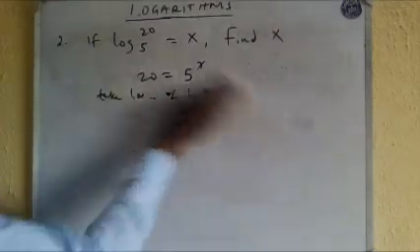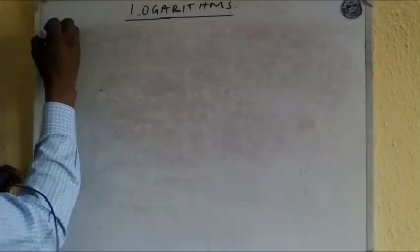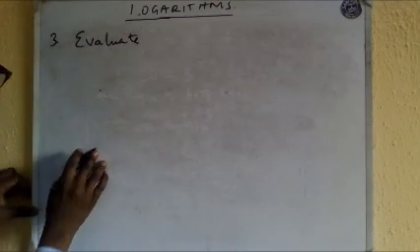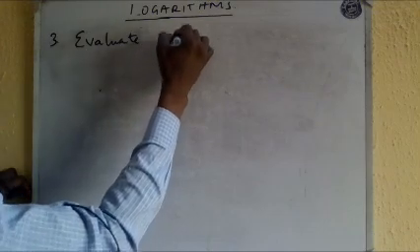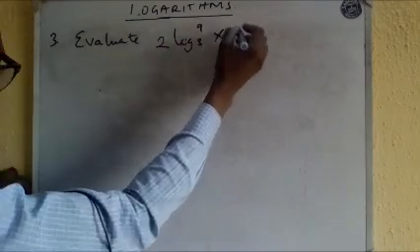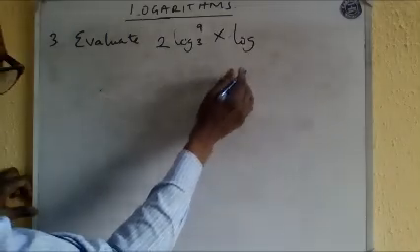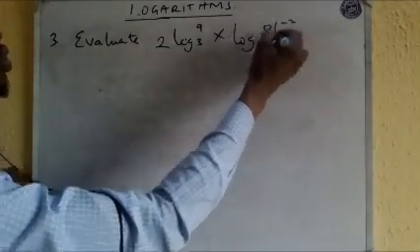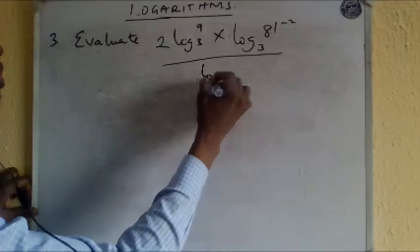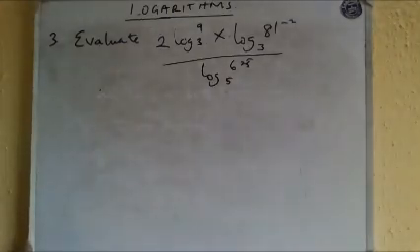Okay. So the last one here says evaluate 2 log 9 to base 3 times log 81 minus 2 to base 3, all over log 625 to base 5. Okay, so you take a deep breath.